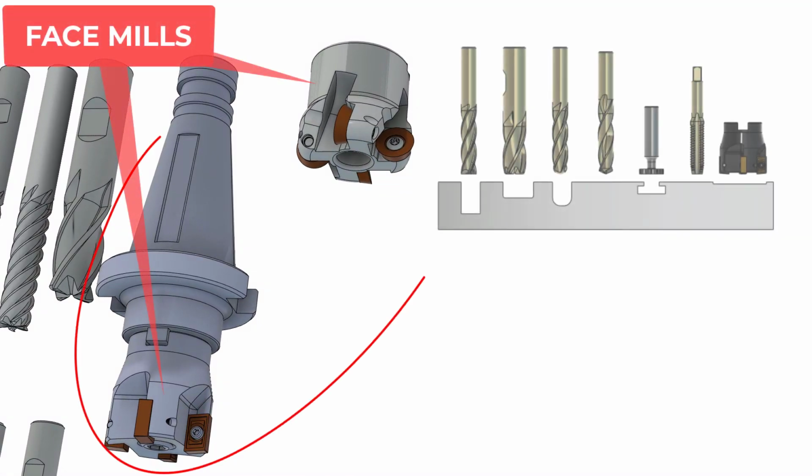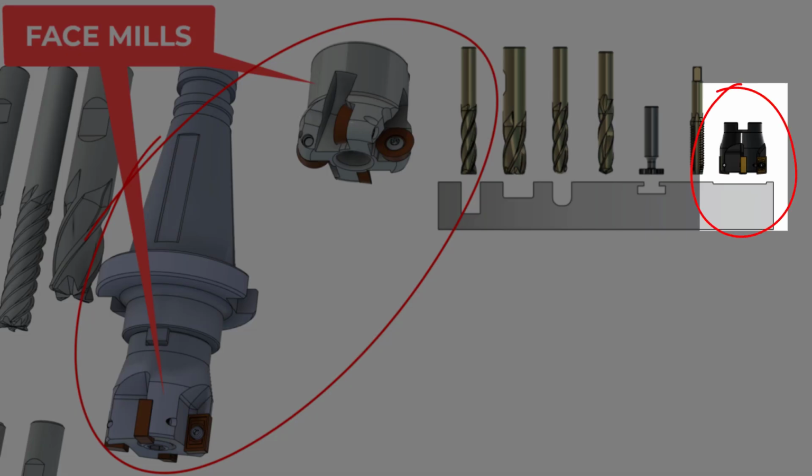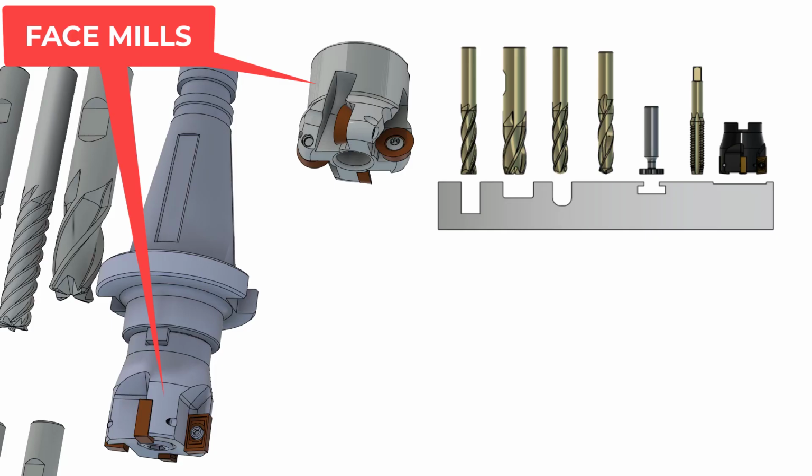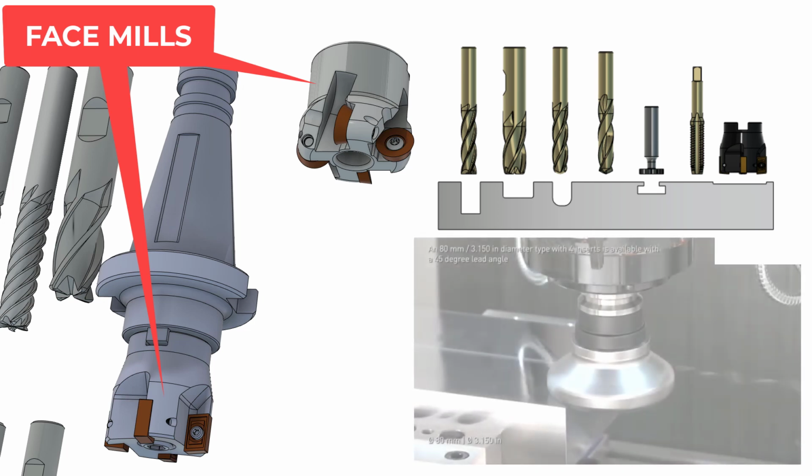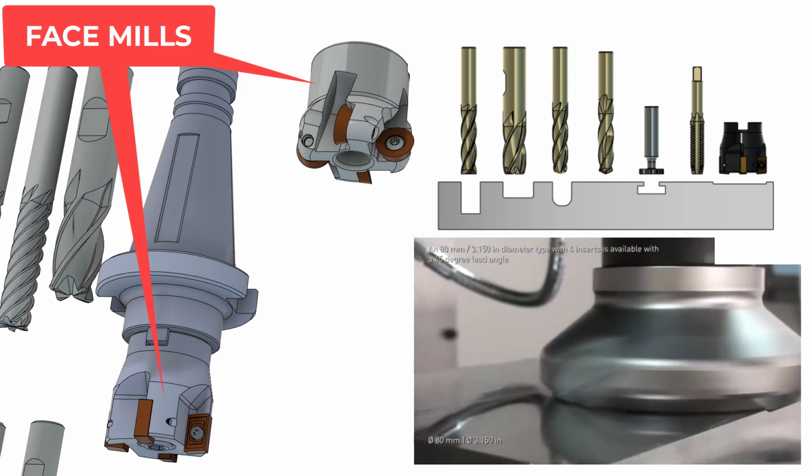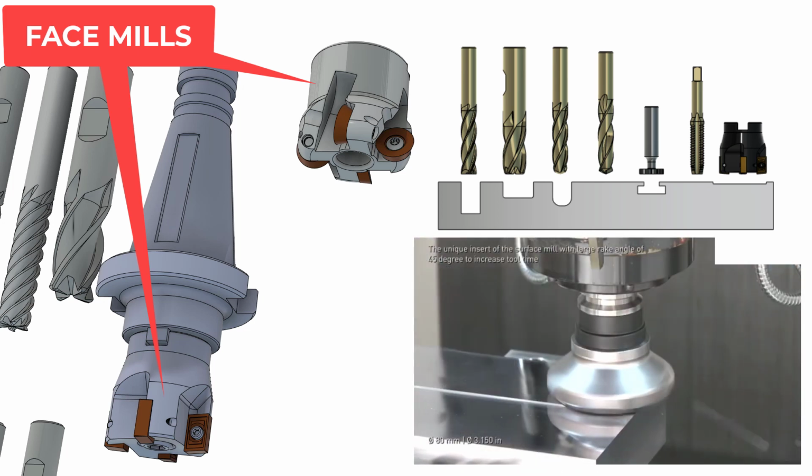Next are the face mills. Just as the name suggests, it is machining or facing of a surface to make it flat. They are generally always paired with indexable replacement inserts of various types. They are usually large in diameter to remove as much material as possible.